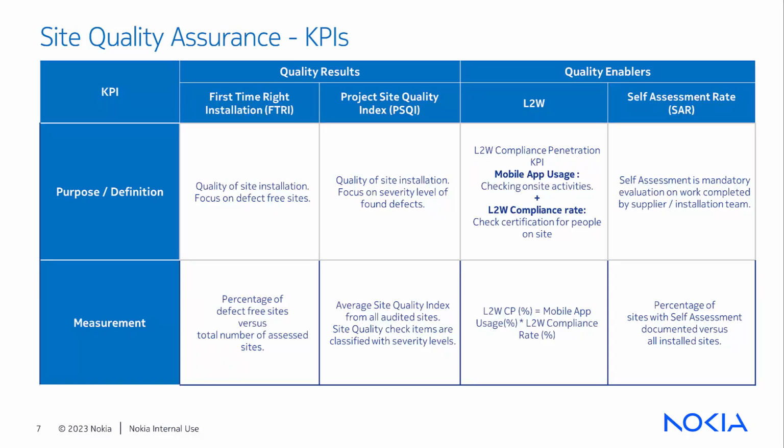And next, License to Work is another KPI that measures compliance to NDPD app usage along with competency of the engineers. Last but not the least is self-assessment. It is an evaluation on work done with respect to scope of work by the installation team to confirm they have followed all guidelines and checklist for quality assessment.